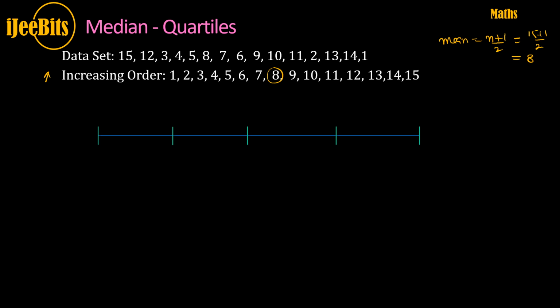Is it? So look at the median also. For the median, your number of observations is 15, which is an odd number, right? So n equals 15, and hence (n plus 1) by 2 would be your median, right? So 15 plus 1 by 2 is nothing but 8. Do you see that? For this kind of data, what we got is mean equal to median.